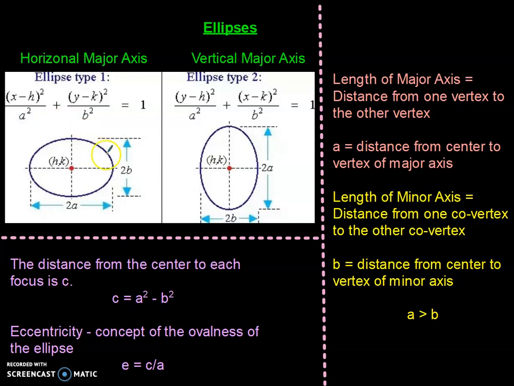You'll know that a correlates with the major length, which is the longer length of the ellipse, and b correlates with the minor length, which is the shorter value.